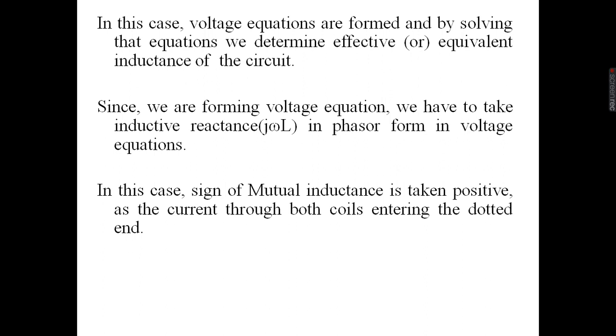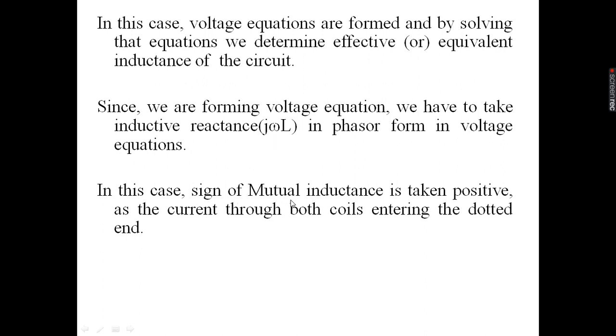For that we are going to consider reactance. Inductive reactance can be expressed as J omega L. If it is coil 1, the self inductance of coil 1 is L1, so the reactance of coil 1 will be J omega L1. Similarly, the reactance of coil 2 will be J omega L2, and the reactance of mutual inductance will be J omega M.